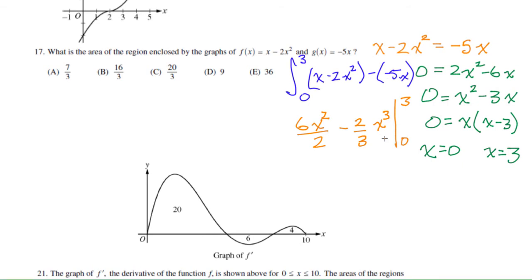When I plug in 0, nothing happens, which is really nice. That means I just need to plug in 3 and see what happens. 3 squared is 9. 9 times 3 is 27, so I have 27 minus, and then when I plug in 3 here, I get 27 divided by 3, which is 9. 9 times 2 is 18, so minus 18. And I believe 27 minus 18 is 9.